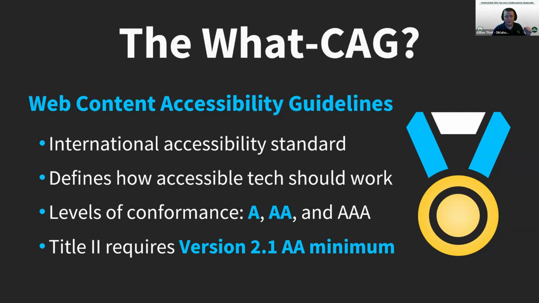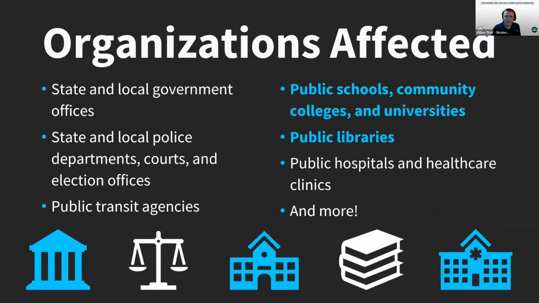And so the new Title II requires specifically version 2.1 of the WCAG, and they update that fairly regularly as they go. I've already mentioned some of the organizations that are affected by this new law. I'm not going to go through all of these, but the important ones for this audience are going to be libraries, schools, community colleges, that kind of thing.